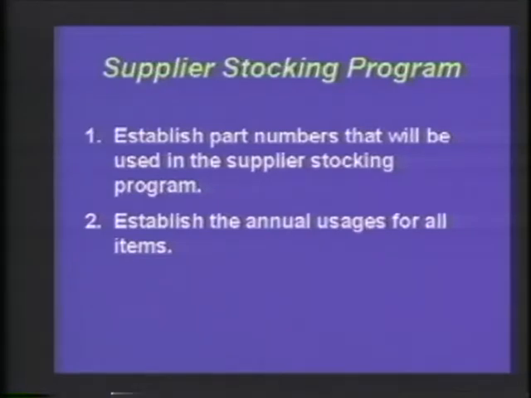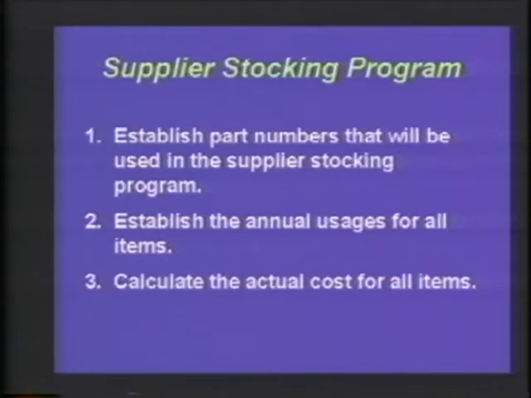That is, take the annual usage for all items that are going to be part of the vendor stocking program by vendor now, not in total, but by vendor. Number 3, we're going to get the actual cost of the item, and we're going to go through the extension, and we're going to develop what is called the annual usage value.